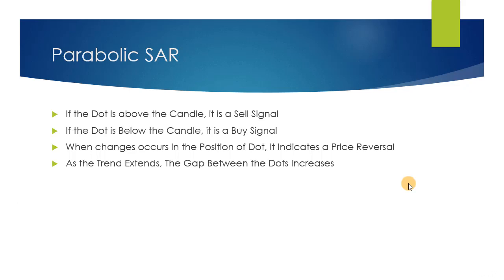We mainly use Parabolic SAR for the stop and reverse signal. So, when a change occurs in the position of the dot, from below to above or from above to below, it indicates a price reversal. As the trend extends, the gap between the dots increases, which indicates that the price momentum is high and the trend is strong enough. And when price is consolidating, the SAR dots are plotted close to each other. Here we do not need to know the actual formula of any technical indicator, we just need to know how it behaves.